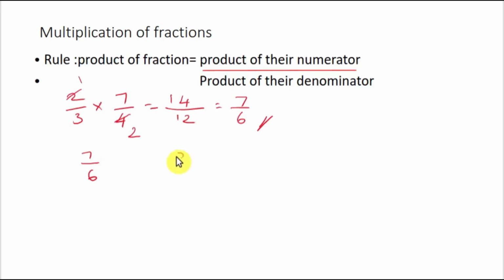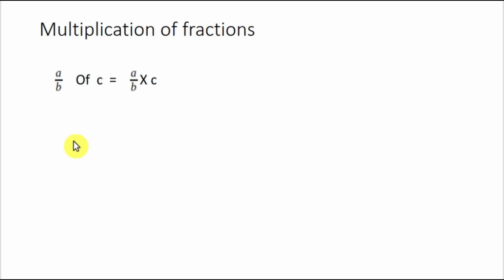The next, one more I am doing, 9 by 2 into 7 by 4. Just we have to multiply the numerator. 9 into 7, 63 by 2 fours are 8. This is a multiplication of fraction. We are just multiplying the numerator by multiplying the denominator. The next, of is nothing but multiplication.